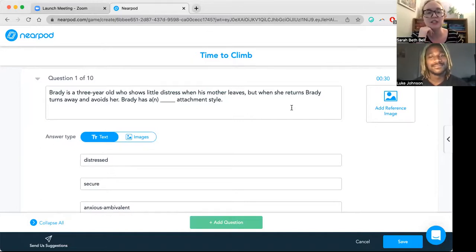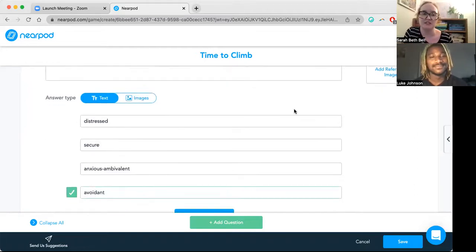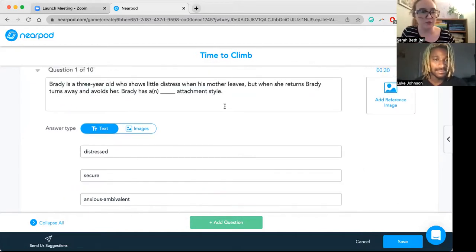when she returns, Brady turns away and avoids her. So it asks what his attachment style is, and the options were distressed, secure, and anxious, ambivalent, or avoidant. So let's go over those. Anxious attachment means clingy. Avoidant attachment, this is avoidant because when his mom comes back, he should just be acting like normal. And so the fact that he is avoiding her is an avoidant attachment style. It's not really a good sign.